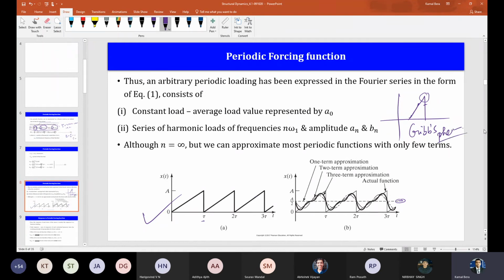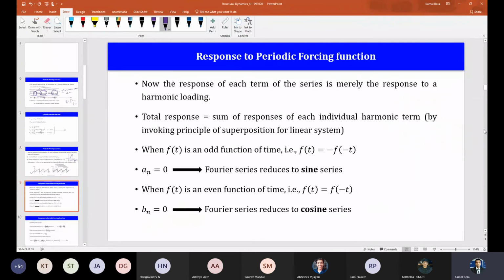Anyway, that is not the main issue. The main thing is that we can represent any periodic loading as a combination of sine and cosine terms. That's all. We take a few terms to approximate that function, and then we can use the understanding and knowledge we have so far for the solution of harmonic loading. We invoke the principle of superposition, since the system is linear, and you can find the response of the system. That's all.